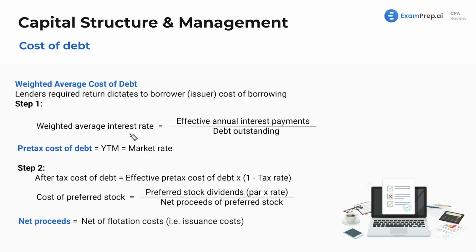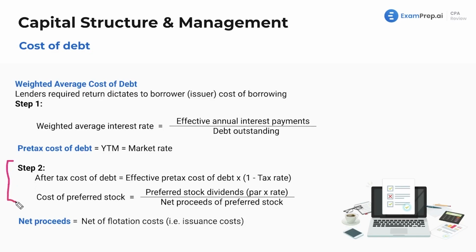All right. Well, the pre-tax cost of debt is also known as the yield to maturity, which we saw in the bond yield risk premium. It is also known as the market rate of what you're paying on that debt. Step two, the after-tax cost of debt is the effective pre-tax cost of debt times 1 minus the tax rate. This is what we've seen so far.